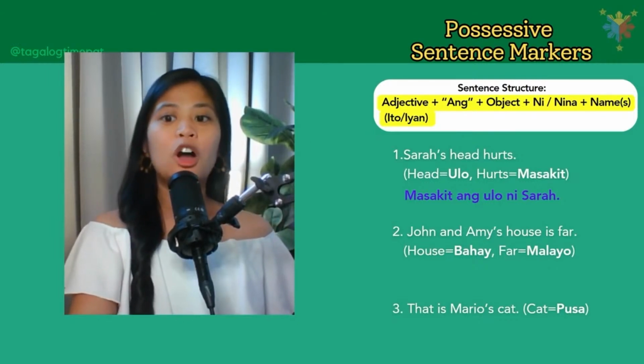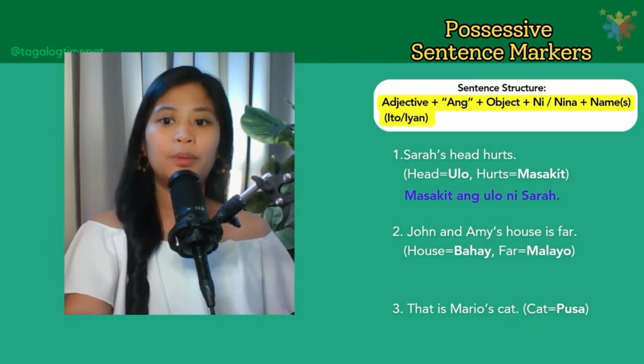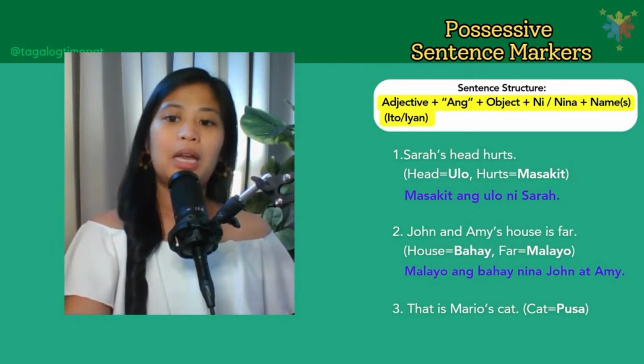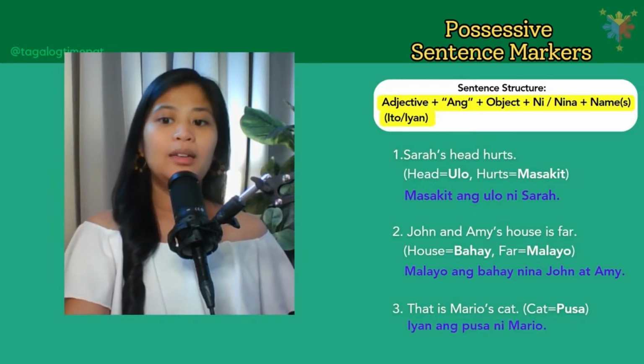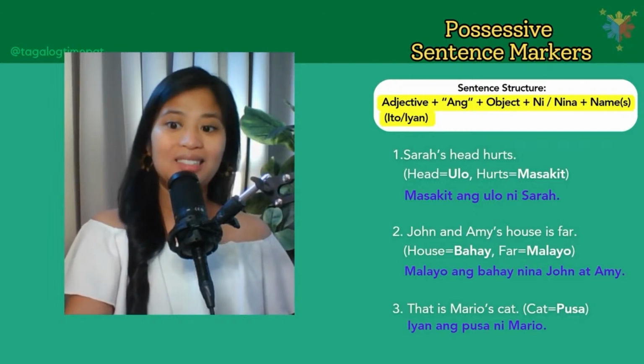Okay, number 2, John and Amy's house is far. House is bahay, far is malayo. Malayo ang bahay nina John at Amy. So we use nina because it's multiple people. And number 3, that is Mario's cat. Cat is pusa. Iyan ang pusa ni Mario. So it's just one person, so we would use the possessive sentence marker, ni.